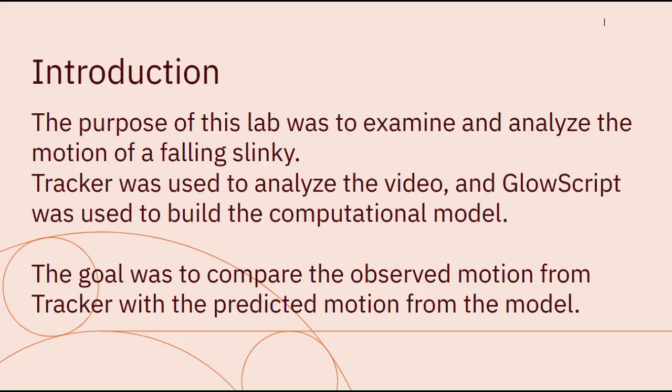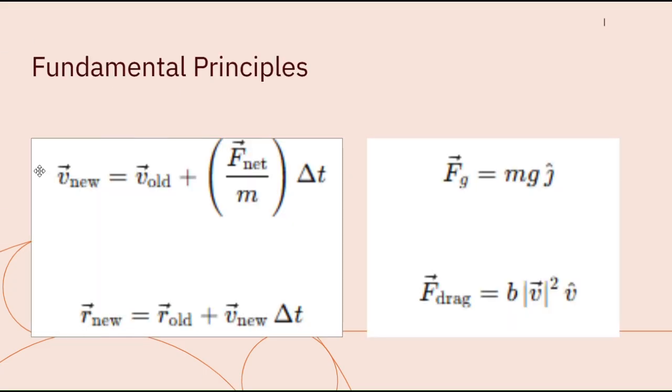Okay. Next slide. The fundamental principles were the momentum principle over time. We had the gravitational force, and then the drag force. From this, we get the velocity and position update formulas, which allow us to calculate how the slinky's velocity and position change at each time step. These formulas come from Newton's second law. And using all these formulas, we are able to predict how the slinky accelerates and stretches and slows as it falls.